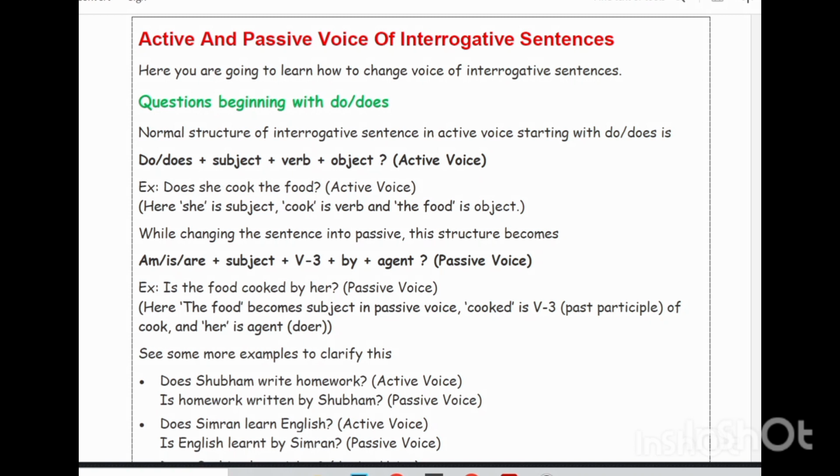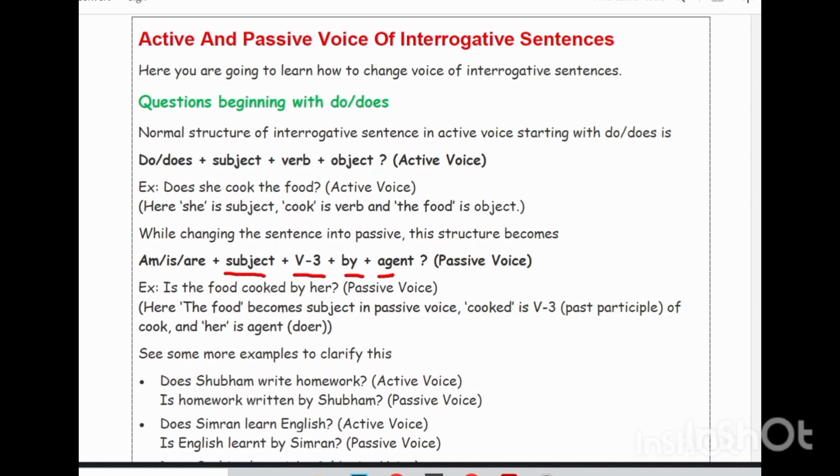While changing the sentence into passive voice, the structure becomes am, is, are plus subject plus third form of verb plus by plus agent. These are the rules of interrogative sentences to change into passive voice. So we have to keep in mind how to change this. For example, we have an example: Is the food cooked by her?